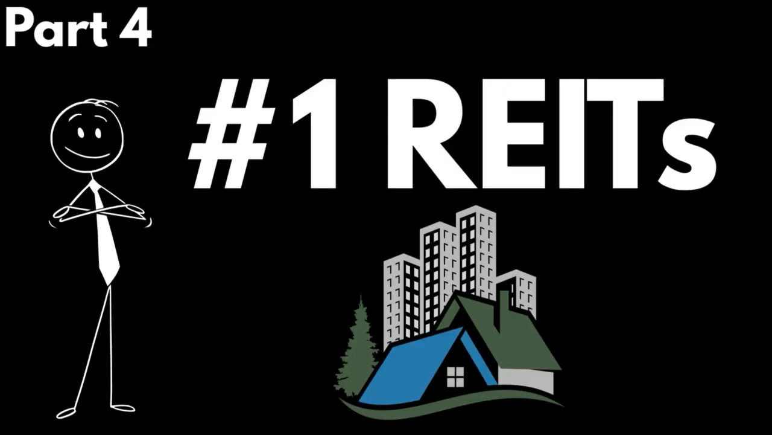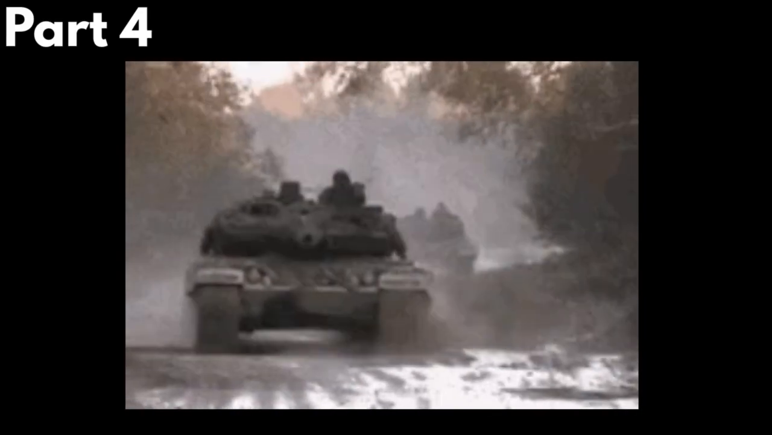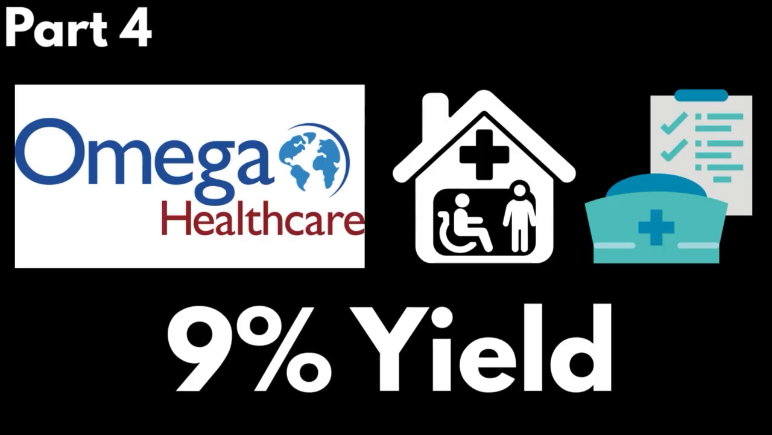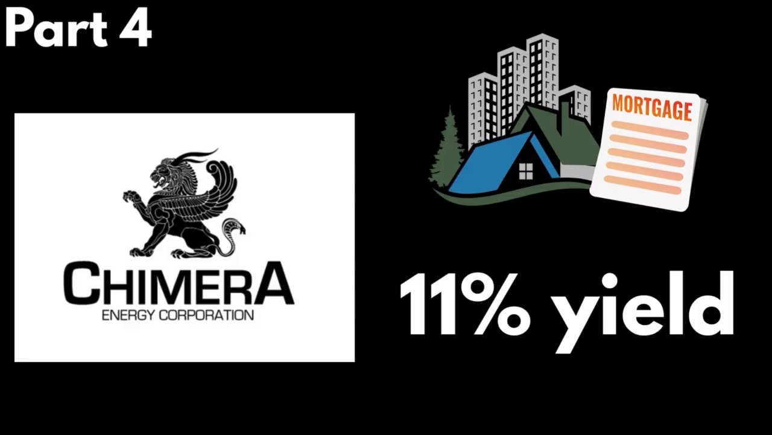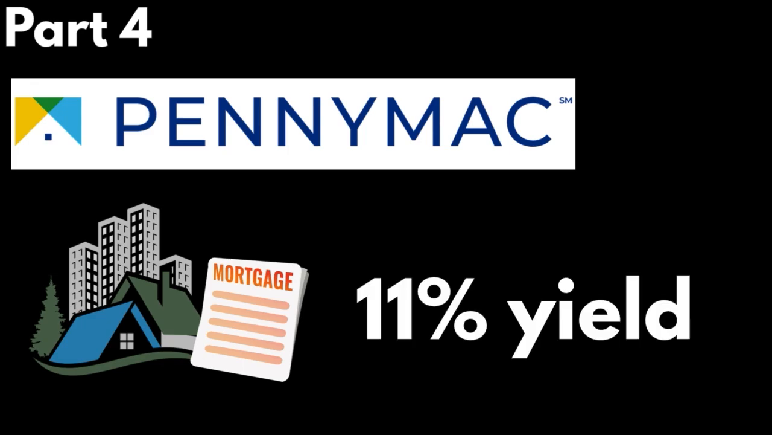Let us start with REITs. Real estate investment trusts. They have to pay out most of their income as dividends. That makes them income monsters. Take Omega Healthcare Investors. This REIT focuses on skilled nursing facilities, and it's currently yielding an eye-popping 9%. That's right, 9%. Then there is Chimera Investment Corporation, a mortgage REIT, yielding over 11%. And PennyMac, another mortgage-focused name, at nearly 11% too. These are not for the faint of heart, but the income can be explosive.